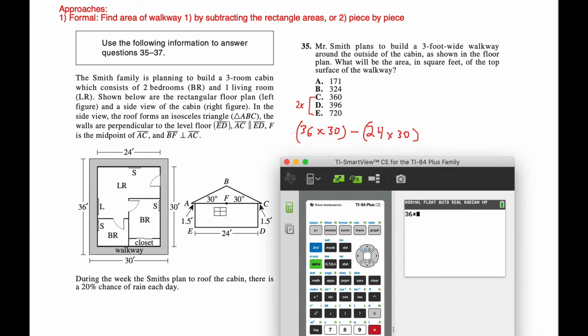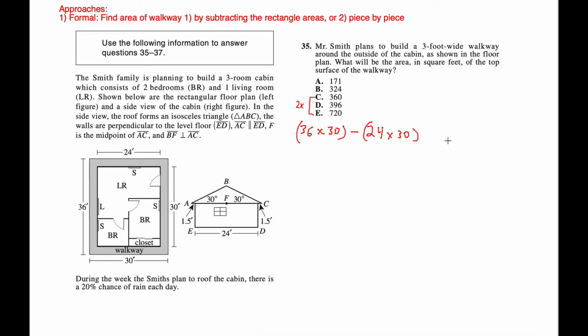36 by 30 gives us the larger rectangle area, which is 1,080, minus 24 times 30 in parentheses. And that's going to be 360 in total. So this is 360, which, as we said before, is going to correspond to the area of the shaded region, which is what we want. So our answer is C.